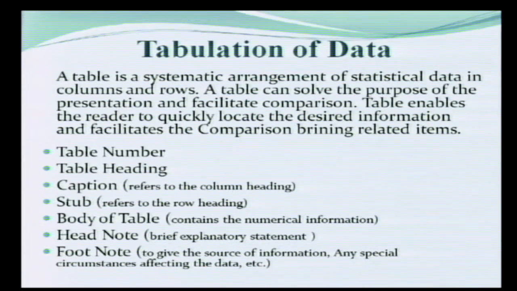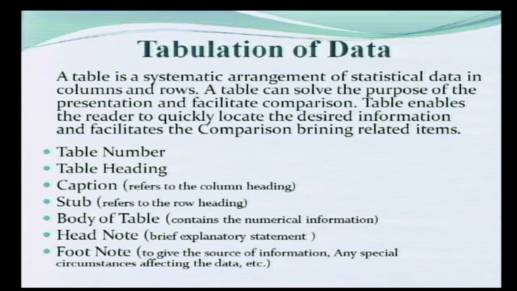Now the next part of the table is the caption. It is the column heading. The table has columns and also rows, so in the column, the caption refers to the column headings, indicating whatever information is given in that column. The next part is the stub, and the stub refers to the row headings, showing what information has been provided in the rows of that table. There may be some subheadings in the rows, and one main heading is known as the stub.